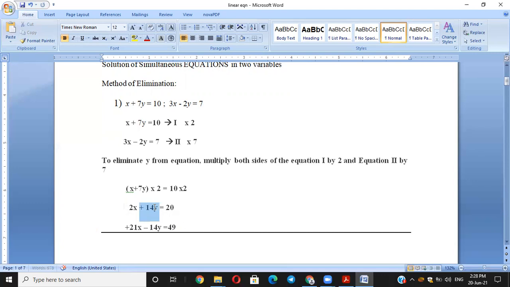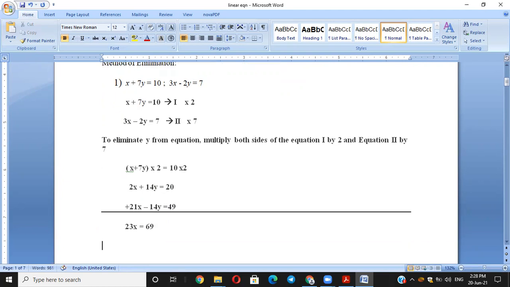Plus 14y and minus 14y will be 0. What will be 21 plus 2? It will be 23x, is equal to, what will be 20 plus 49? 20 plus 49 will be equal to 69. Understand it very well that plus 14y and minus 14y will be 0. So the y term will not be there. Only the x term will remain.